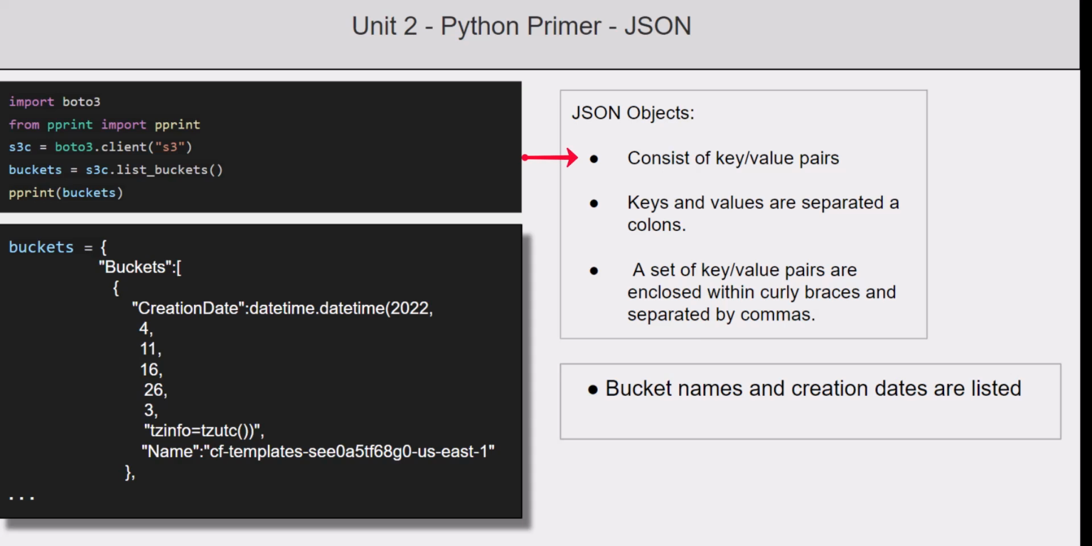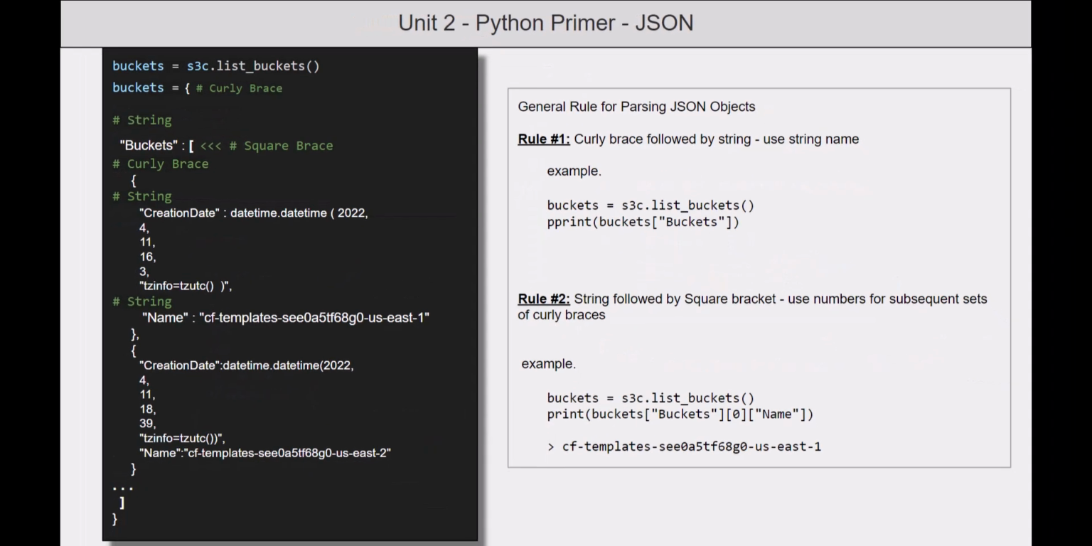And these key value pairs are separated by colons. And further, each set of key value pairs are enclosed within curly braces and separated by commas. Let's put this under the microscope for a second and take a closer look. So what you see here is the output that we were looking at on the previous slide, except that I've added some comments in green. And on the right, you'll see some general rules for parsing JSON objects. Let's analyze the output on the left a little more closely first.